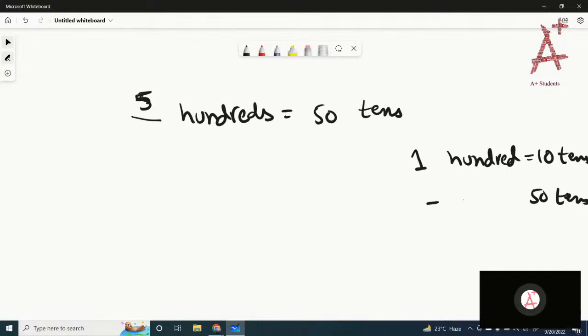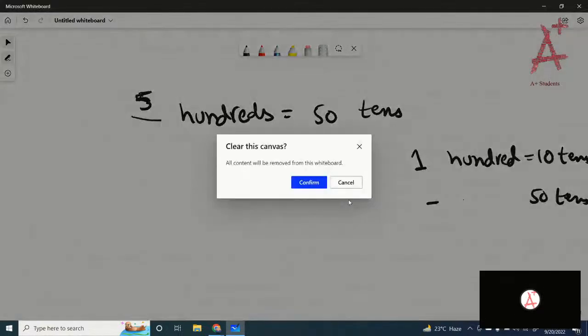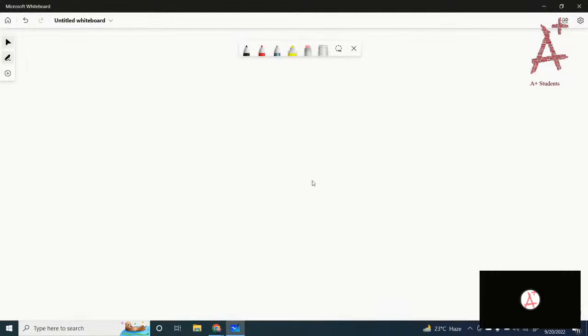On the top right corner, you have a test button. So just click on the test button. Okay, are you on test?